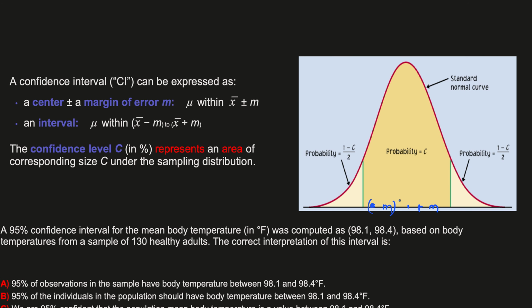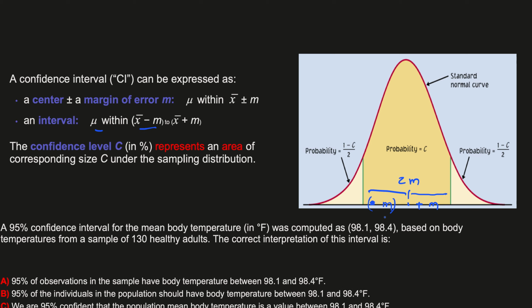So now we know that mu as an interval is within x bar minus margin of error, that's this side, and x bar plus margin of error. So this particular value would be x bar minus margin of error, and this particular value would be x bar plus margin of error, and we know that this is the mean, so that's x bar.